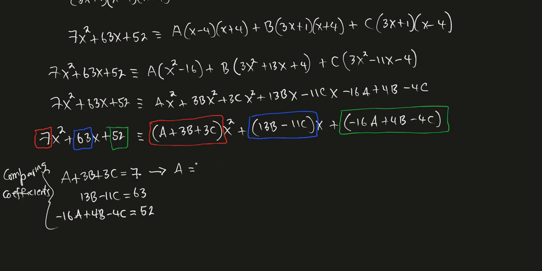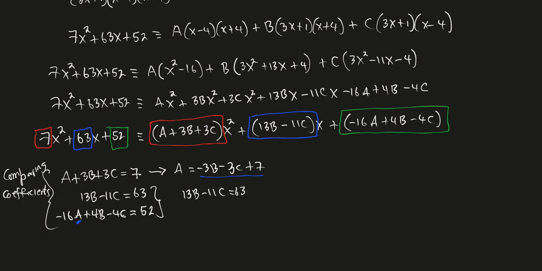Right? So let's do that. So we got negative 3b minus 3c plus 7, right? So take this and plug it right there, right? So I'm going to essentially reduce the system to two equations, two unknowns. The second equation won't change right now, so I have 13b minus 11c is equal to 63.